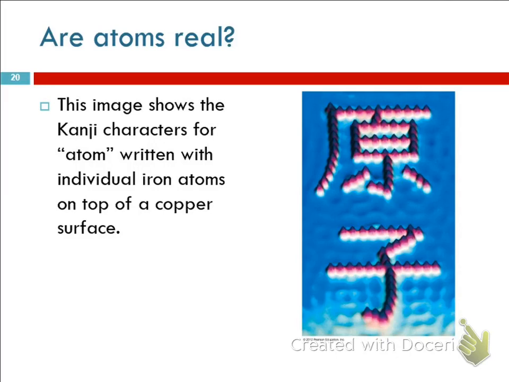Are atoms real? I was just telling you, you can't see atoms. If you use a very, very fancy, very expensive scanning tunneling electron microscope, we can get images like this. And then, of course, scientists, it's no good just taking pictures of random atoms. Let's spell something with the atoms. So these are the kanji characters, the Japanese characters for the word atom, written using individual iron atoms on top of a copper surface.